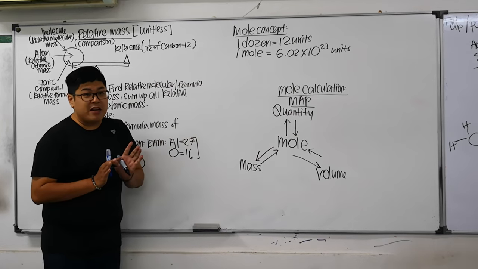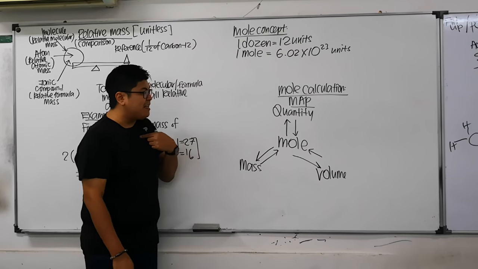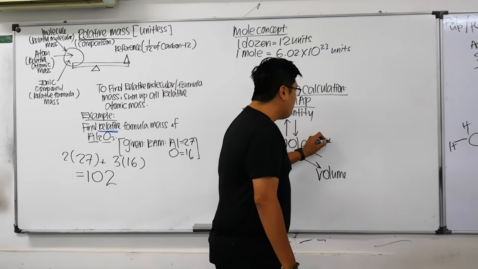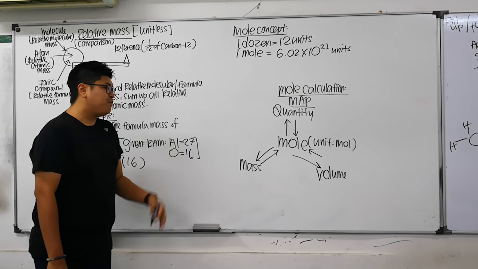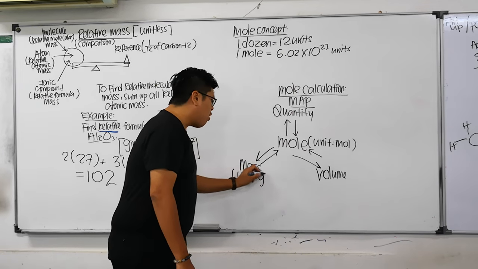But let's do a 5 minute recap as usual. Okay, I told you this before Chinese New Year break. I said first of all you must understand what a unit is. The unit for the mole is mol. The unit for mole is mol. The unit for the mass is gram. So don't confuse.